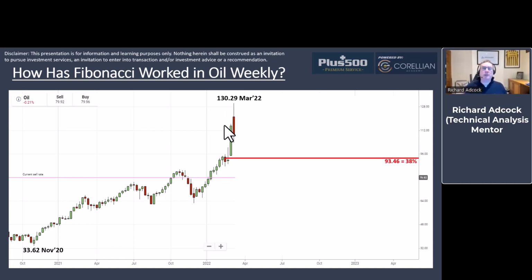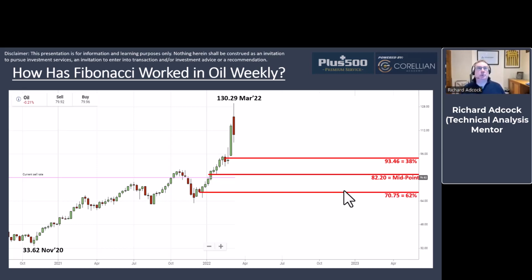So if we were to run the Fibonacci's on this from the significant low in November 2020 to the significant high in March 22, we'd get the 38% retracement level at 93.46, the midpoint or the 50% level at 82.20, and the 62% retracement at 70.75.